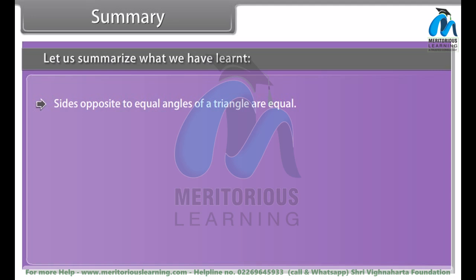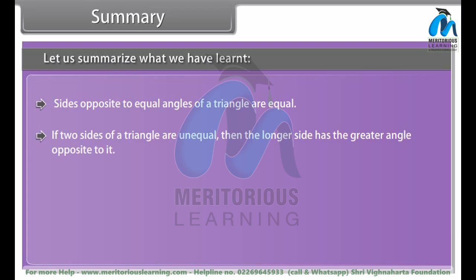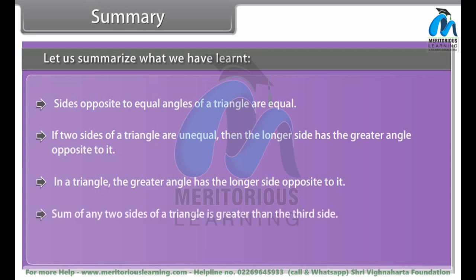Angles opposite to equal sides of a triangle are equal. Sides opposite to equal angles of a triangle are equal. If two sides of a triangle are unequal, then the longer side has the greater angle opposite to it. In a triangle, the greater angle has the longer side opposite to it. The sum of any two sides of a triangle is greater than the third side.